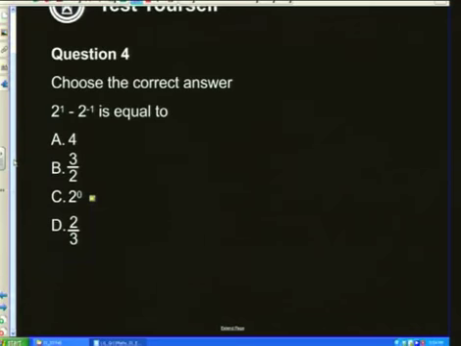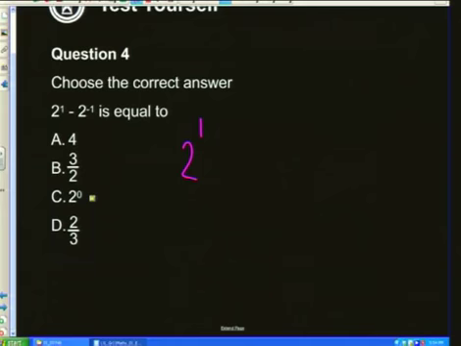What would you say 2 to the power of 1 minus 2 to the power of negative 1 is equal to? Is it equal to 4, 3 over 2, 2 to the 0, 2/3? What's it equal to? Well, 2 to the 1, there's nothing we can do with it. So 2 to the 1 would just be 2 to the 1. But what does 2 to the negative 1 mean?